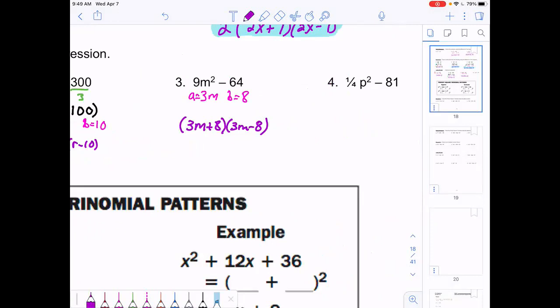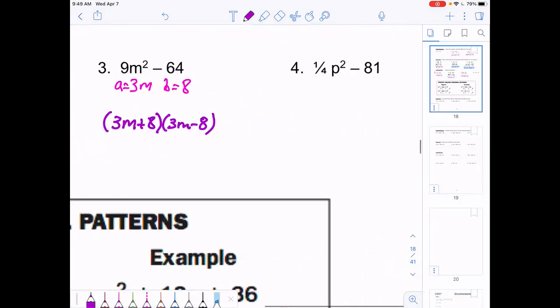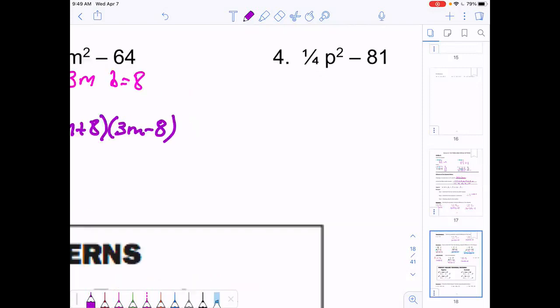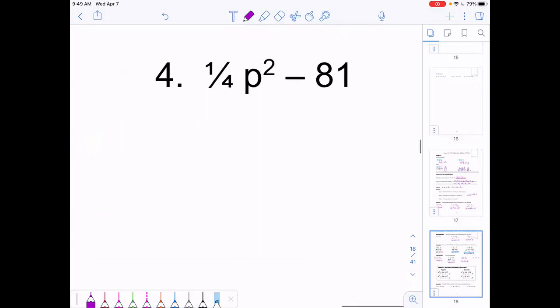Okay, let's look at number 4. It's tricky with that 1/4. A little tricky, but we're going to figure it out. So you look, does 4 go in 81? Not really, right? So we want to look at the denominator. The denominator is a 4. Is a 4 a perfect square?